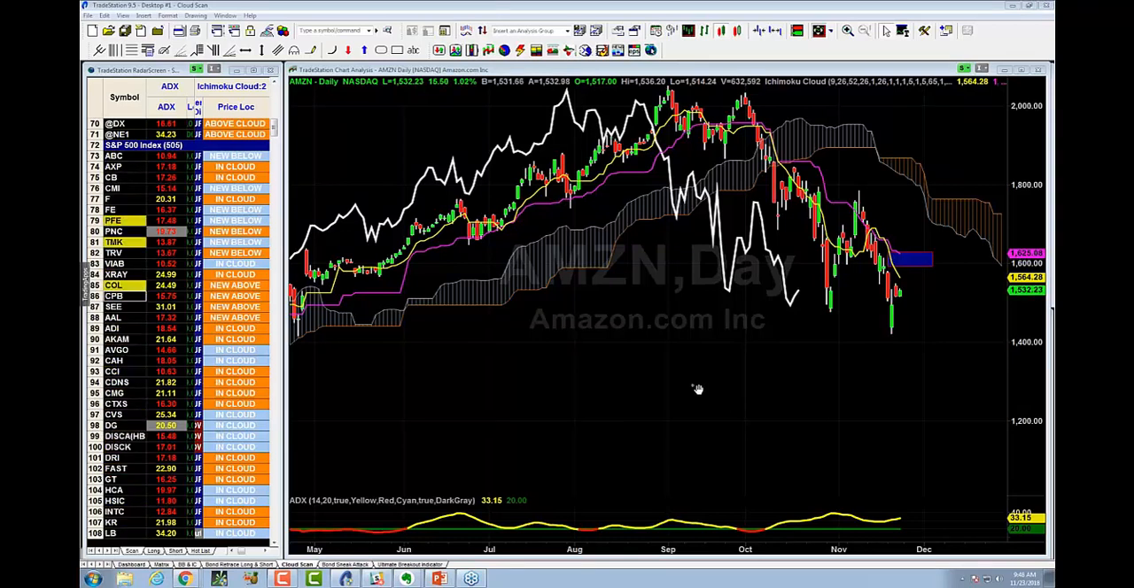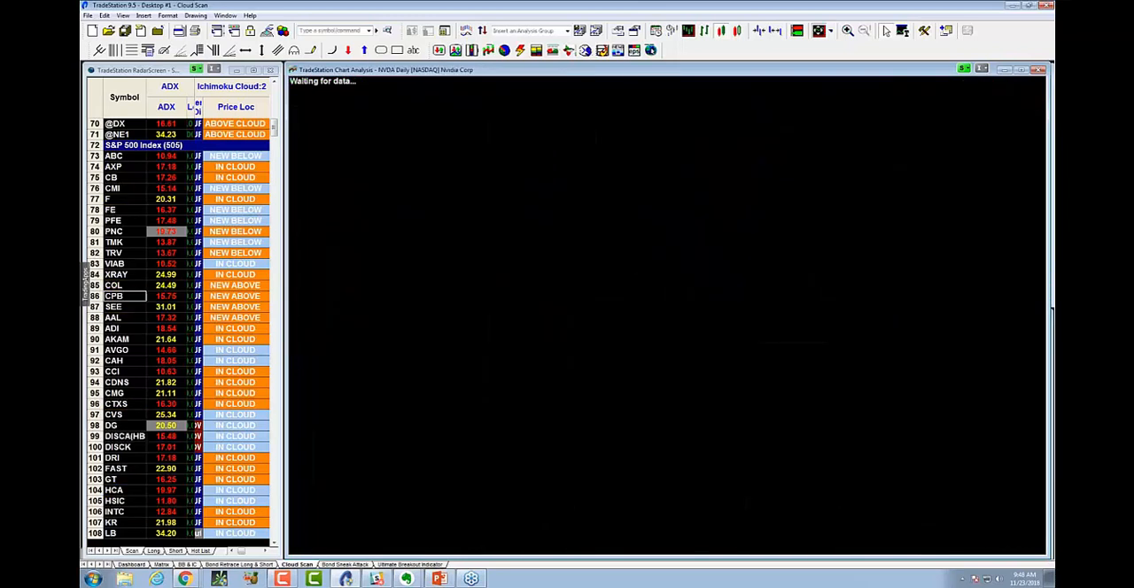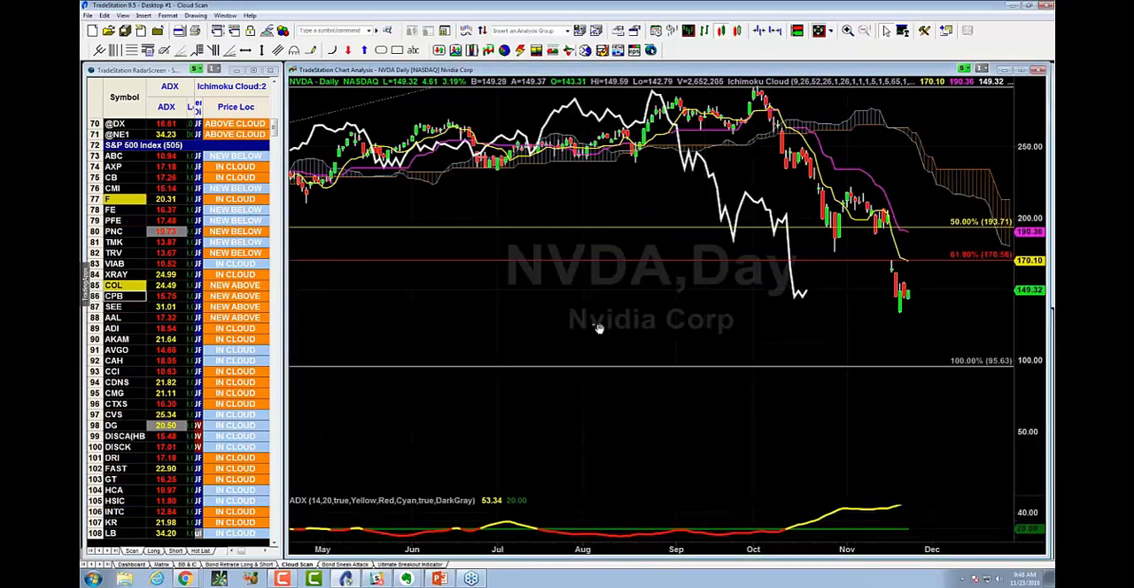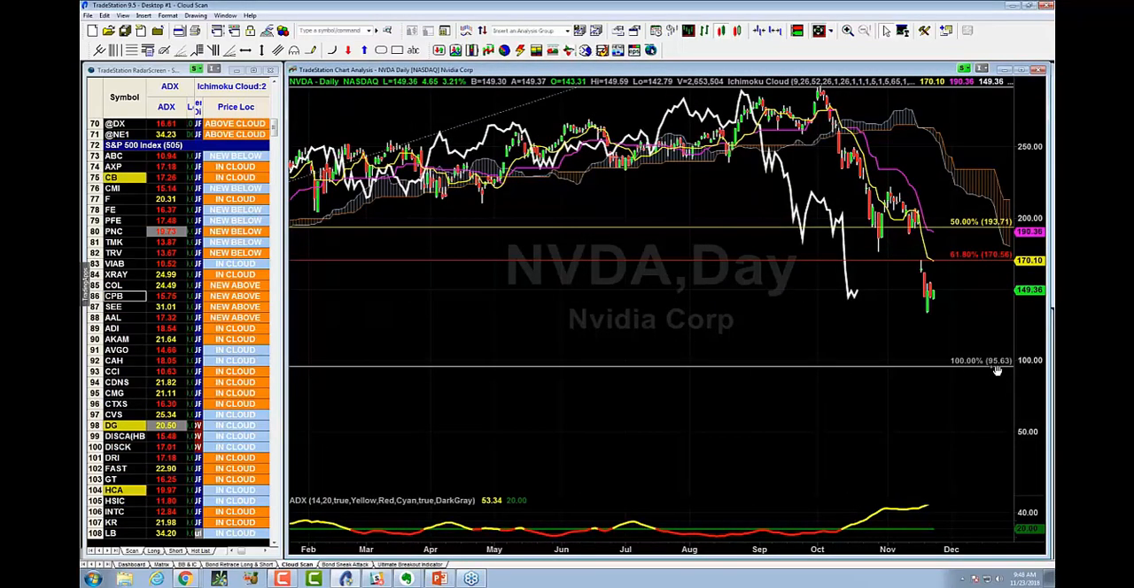Oh, what is your custom indicator? This is just Ichimoku. Does this work on options too? Yes, it does. So NVIDIA, NVDA. NVIDIA is a short. Our next target on NVIDIA is going to be 95.63.